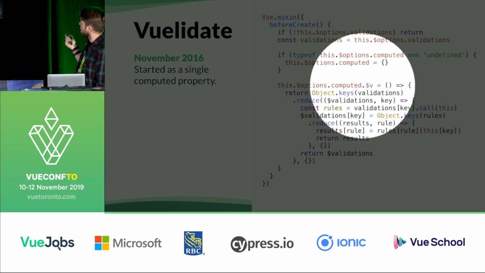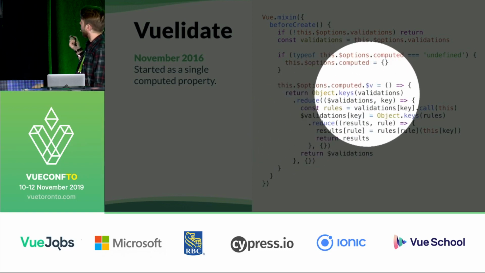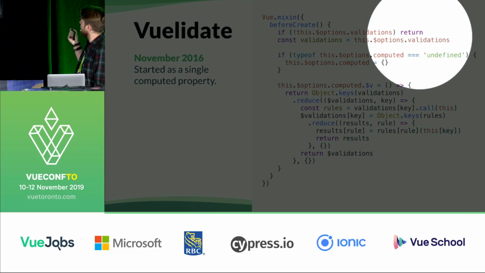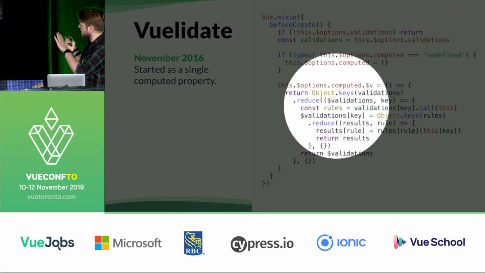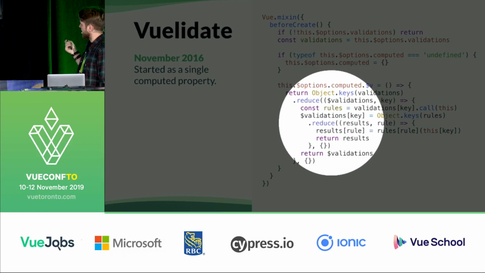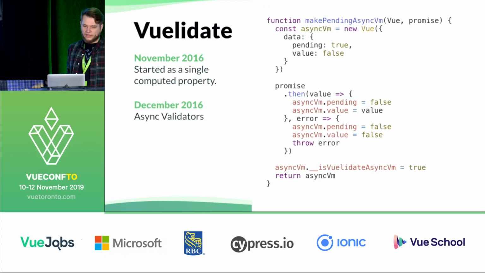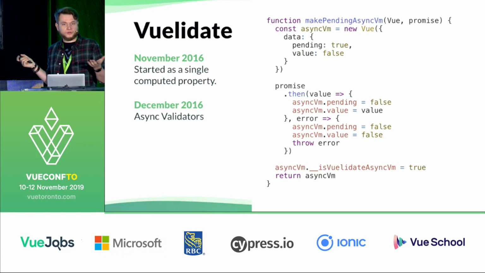So we are adding to the options a $v computed property, which is going through all the key validations, using the validations property from the component object, and then sets up some rules and returns the results. I'm not going into depth here because that's not the important part. And then a month later, we added asynchronous validators. And this required, because you can do asynchronous code inside a computed property, right?